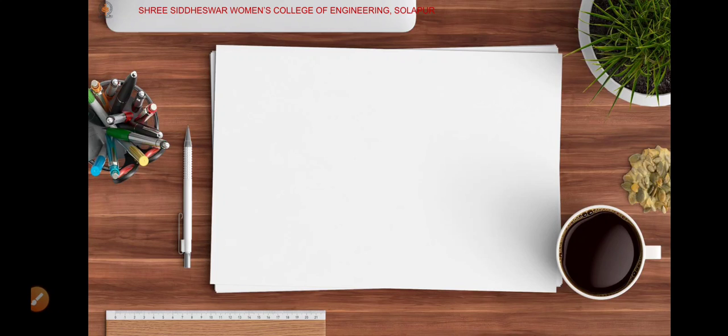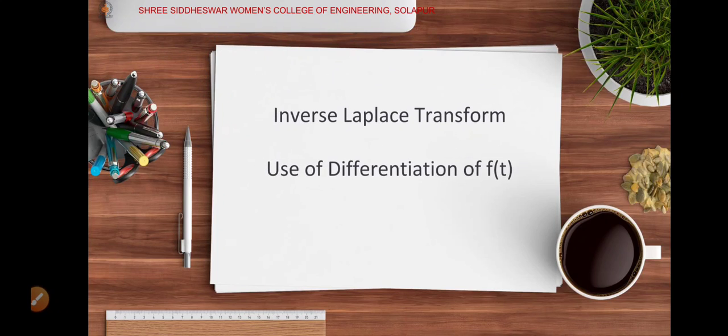Now the next is very similar and simple method, that is use of differentiation of f of t. We have seen the use of differentiation of f bar of s method. Now we are going to see the new method, use of differentiation of f of t. This is also one of the useful methods to find the inverse Laplace transform, but very rarely are examples based on this asked in university exam.